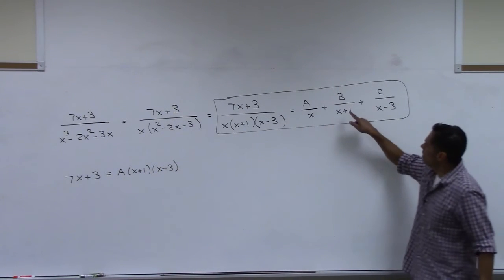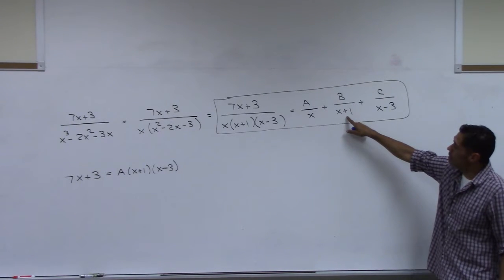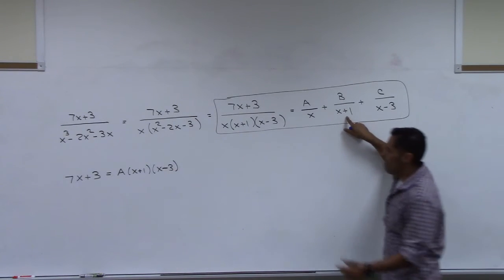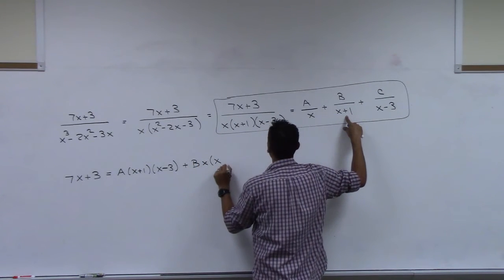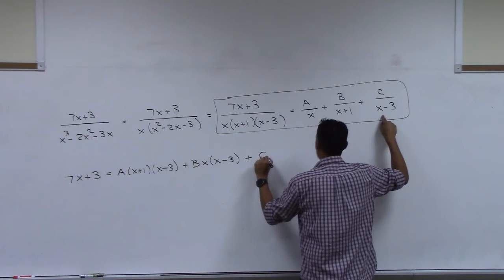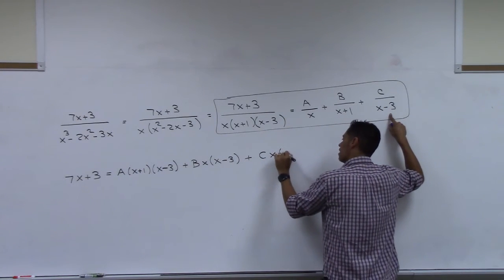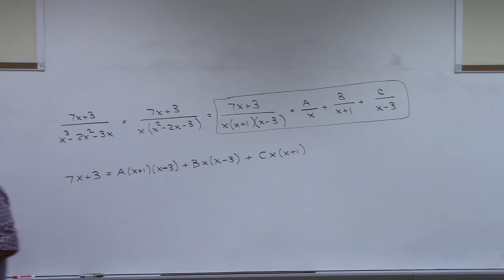And then when I hit this one with the common denominator, the x plus 1 goes away, but we still have the B, the x, and the x minus 3. And when I hit this one, the x minus 3 goes away, but I'm still left with the x and the x plus 1. Any questions on that step? Because I'm not showing some work there. Sure? Okay, now what?